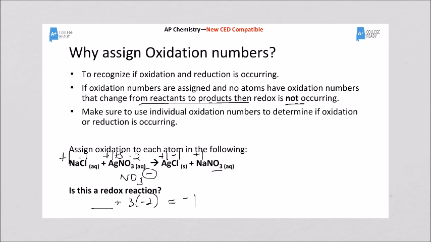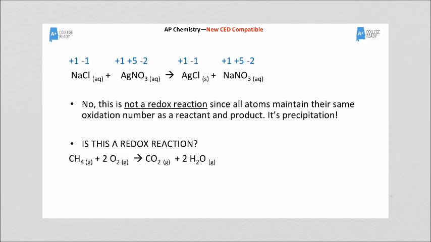And then notice we still have nitrate. So if nitrate is still nitrate, we don't really have to figure out the oxidation numbers because they're not going to change from what we figured out before. So looking at it, sodium stayed +1 as a reactant and a product. Chloride stayed the same. Silver ion stayed the same. Nitrogen and oxygen, everything stayed the same. So is this redox? And the answer is no. And there are the numbers written above.